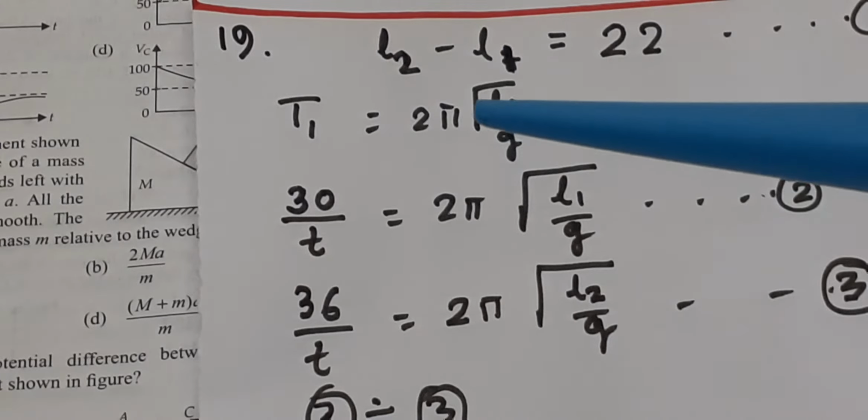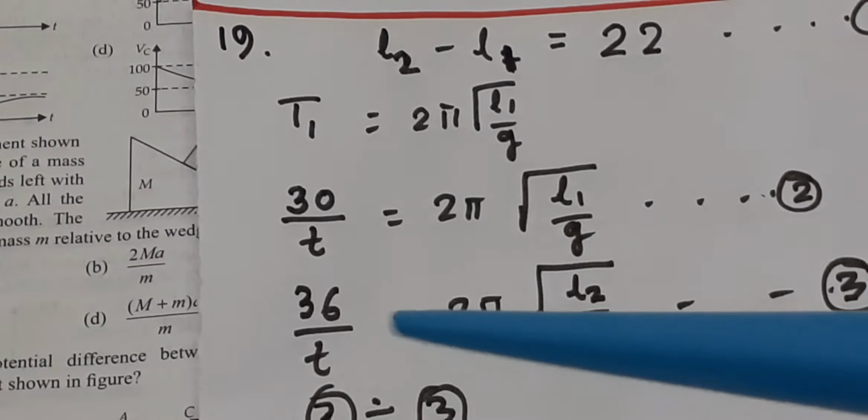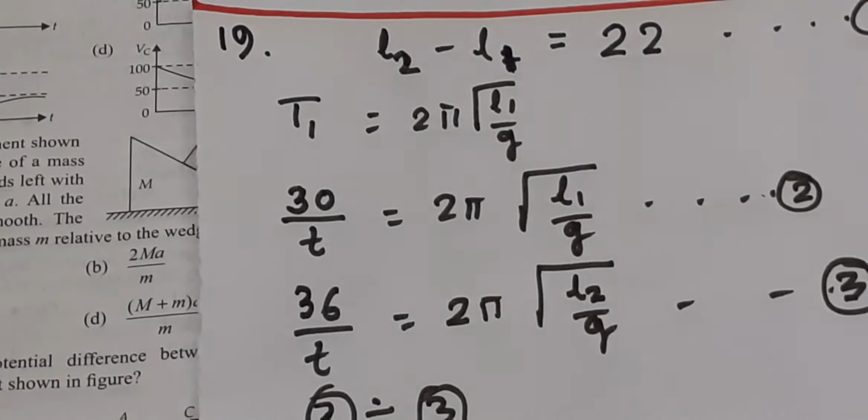That means the time period for 36 oscillations: 36 oscillations are taking place in a definite time, let's say t. That means 36 divided by t will be 2 pi root under L2 by G. Now, for 30 oscillations, it will be 30 by t equal to 2 pi root under L1 by G. L2 will be greater because the time period is more here.